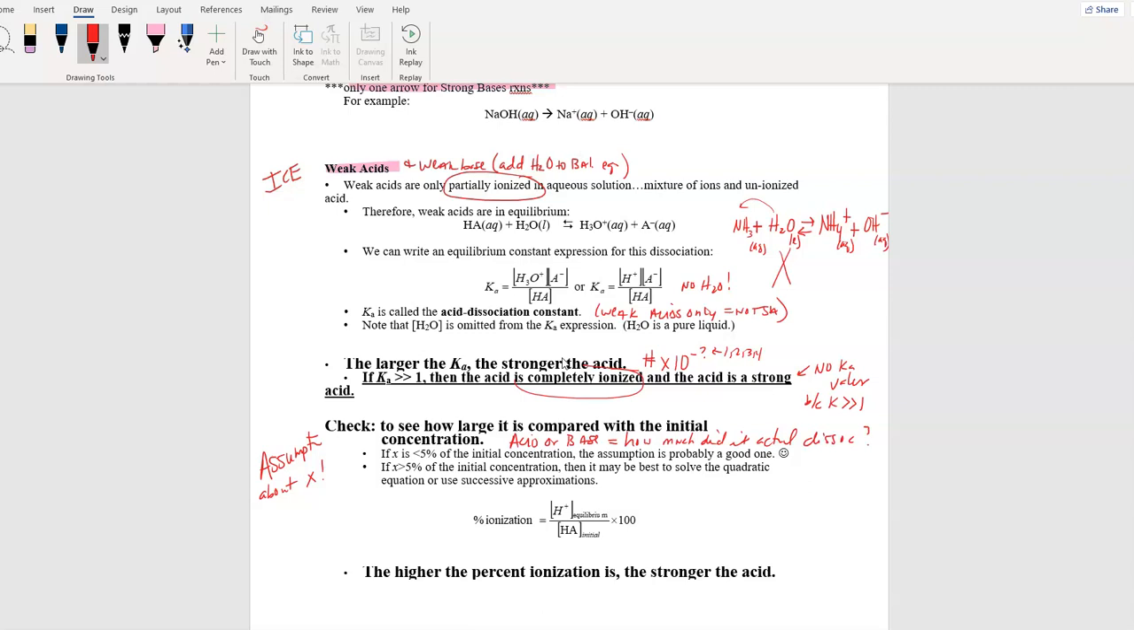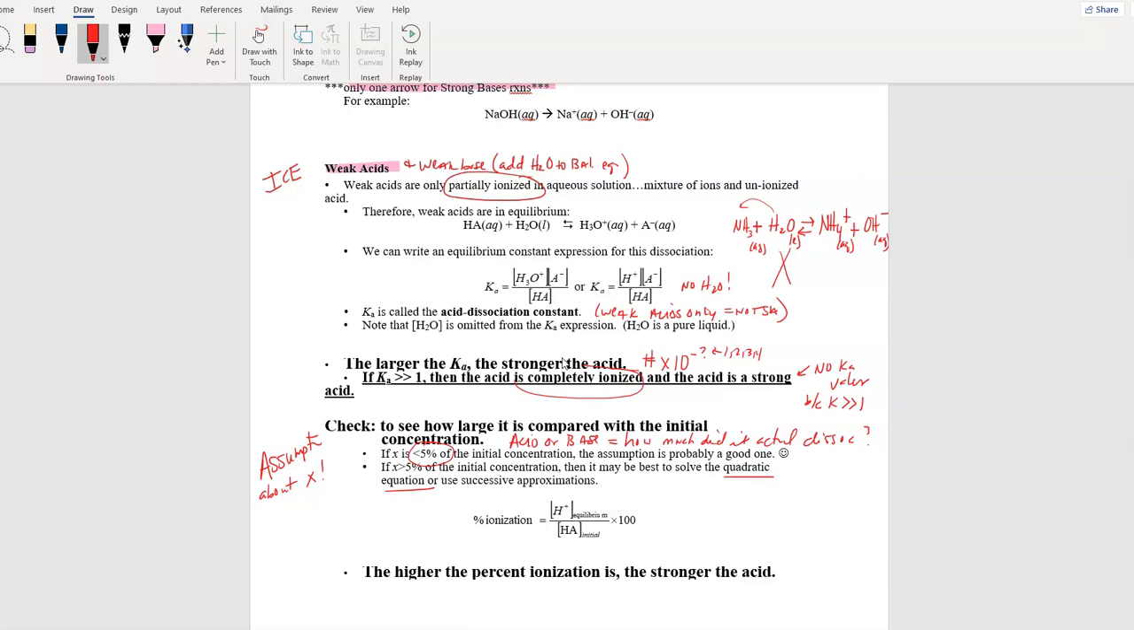Okay, and we know these percentages are very low. If that X, that assumption that you say about X, is less than 5%, that's a good assumption. So it's all about that number 5%. But if it's greater than 5%, this is where the quadratic equation would have come in. We're not doing the quadratic on the AP test this year, so we're not going to worry about that.